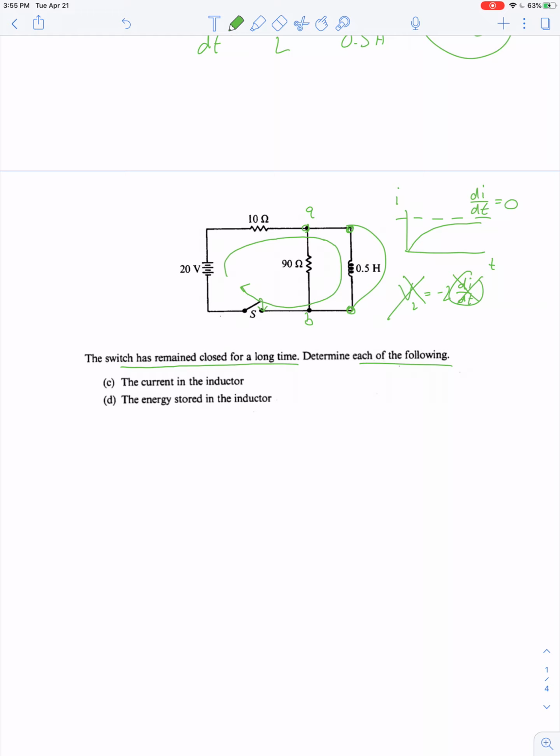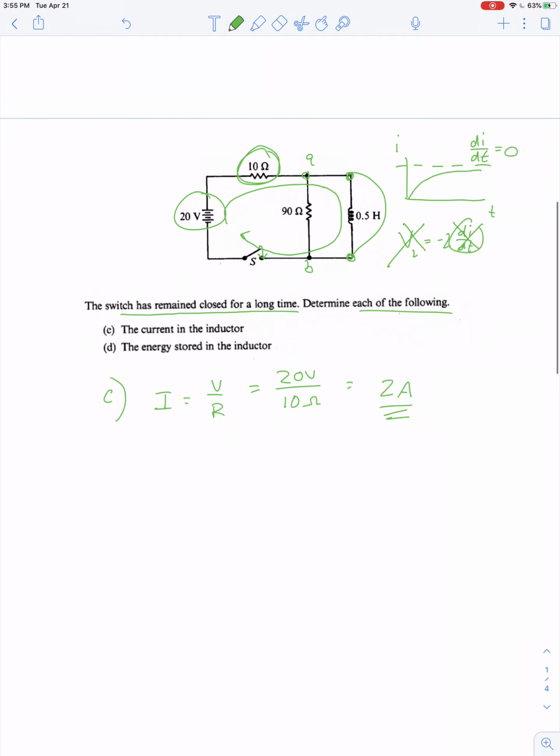So that current is governed by Ohm's law. Current is voltage divided by resistance. We have a potential difference of 20 volts, but now there's only 10 ohms of resistance in the path, and so we get 2 amps of current flowing.